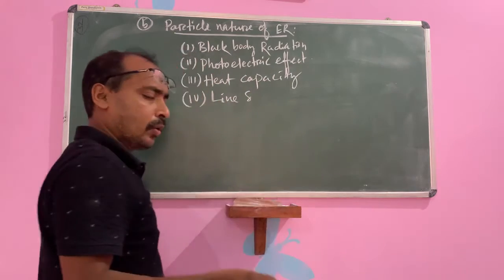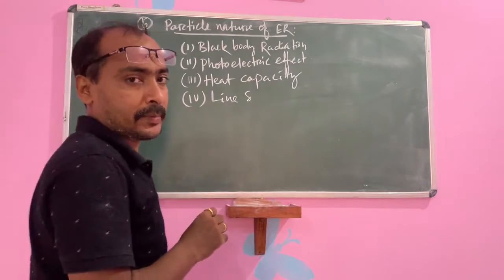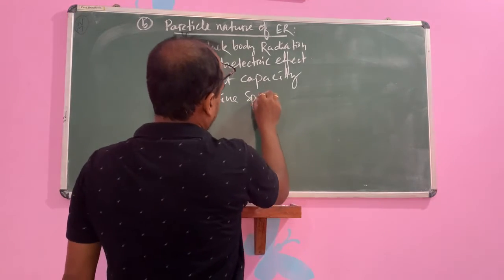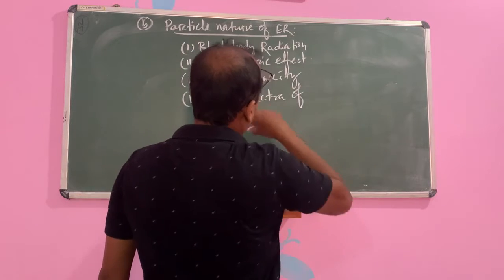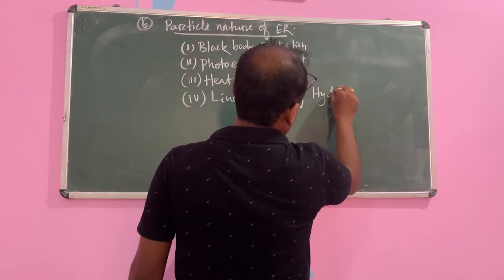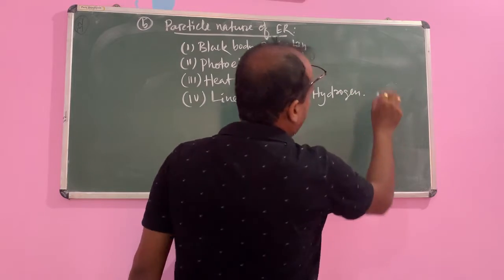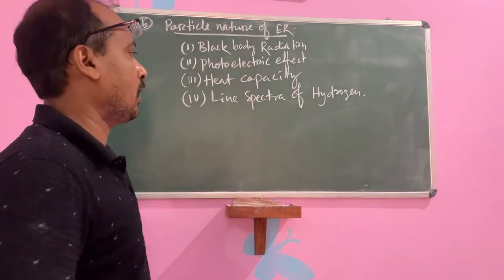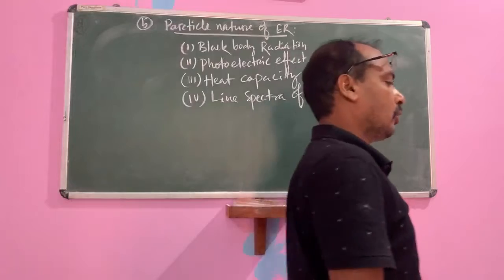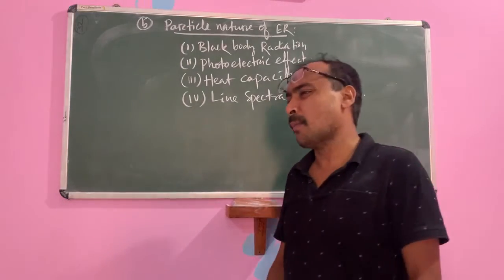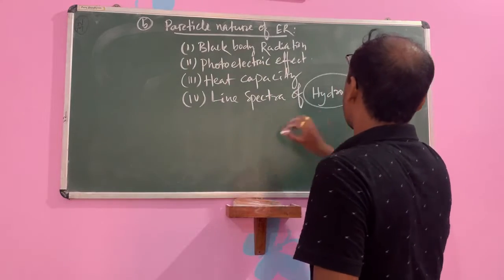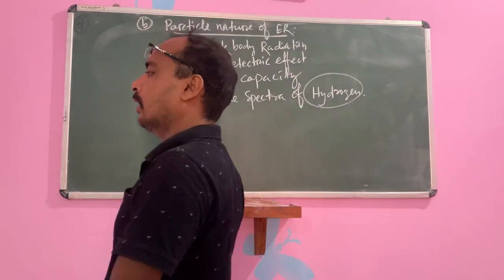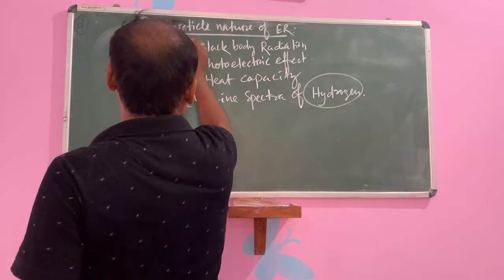Then after line spectra, we will discuss the atomic spectra. Children, line spectra of hydrogen. Because hydrogen has only one electron, it is not complex to study the line spectra. If you take multi-electron, then it is very difficult. Hydrogen having only one electron, the line spectra can be easily studied. So one by one we will discuss.